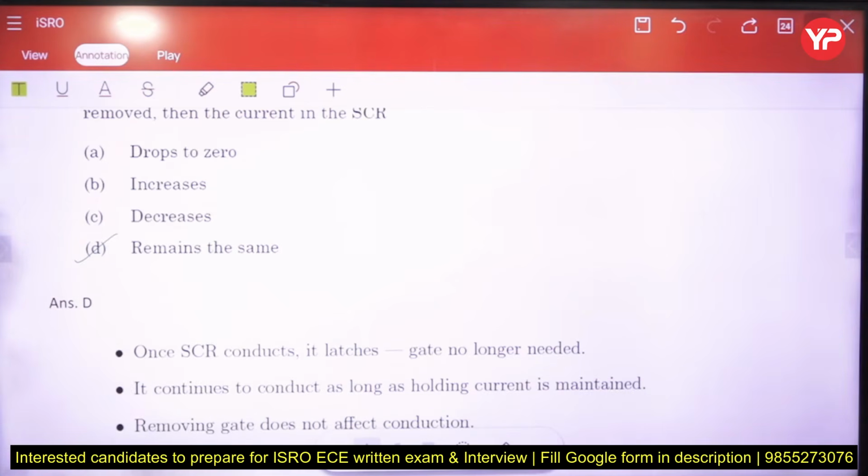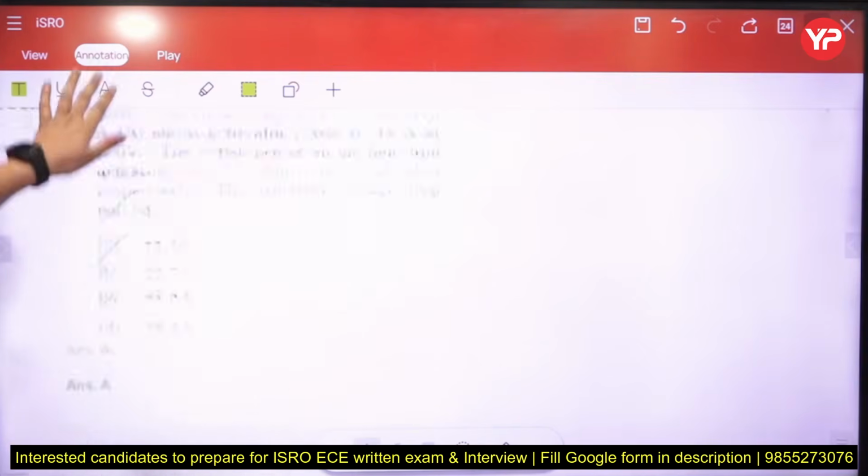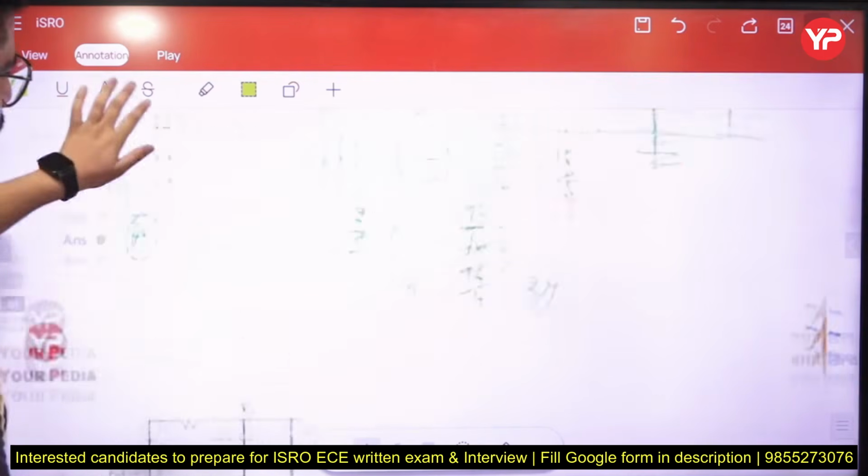So these are the technical questions which were asked in the ISRO exam in 2023. I already discussed all of these.